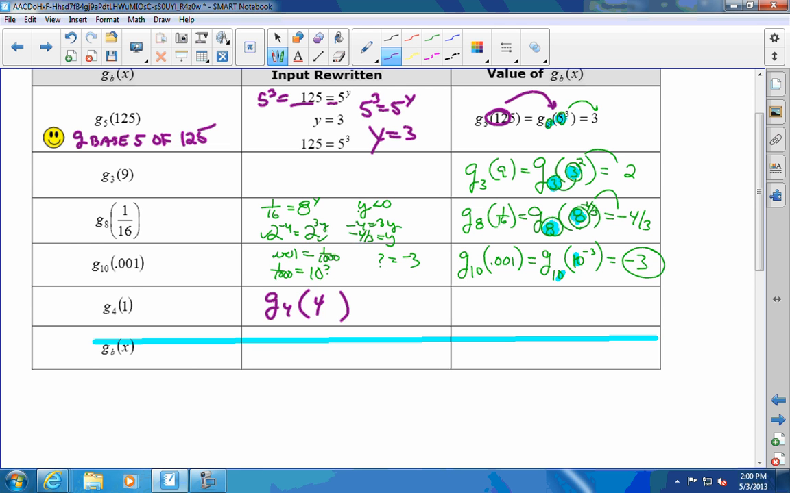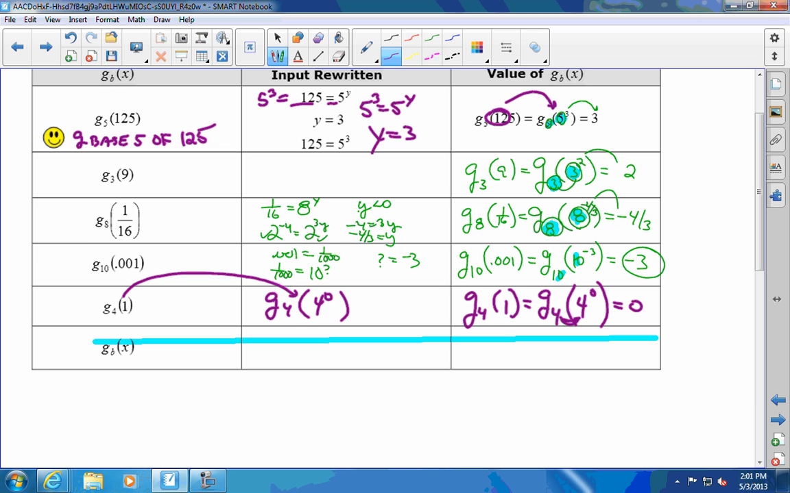Because I need to replace 1 here with 4 to a power, because I need to express 1 with that base of 4. So what goes there? 0. Because 4 to the 0 gives you 1. So log base 4 of 1 becomes log base 4, same exact base. The bases are going to be the same. I lift off the exponent.